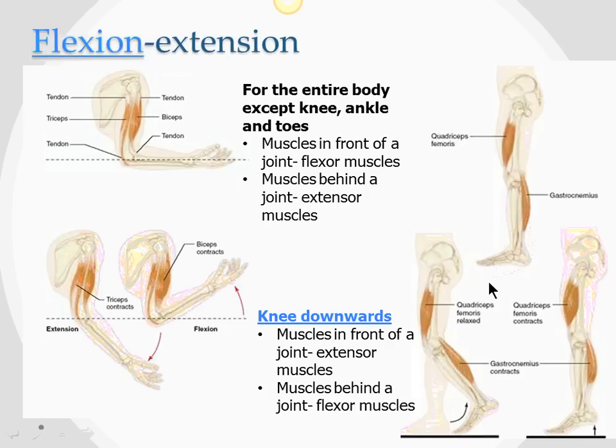On the other hand, imagine a muscle which is present in front of the ankle here. When this muscle contracts, what will it do? It will take the foot up this way. Right? So this will be dorsiflexion. So this part is called dorsiflexion. When this goes down, this is called plantar flexion.